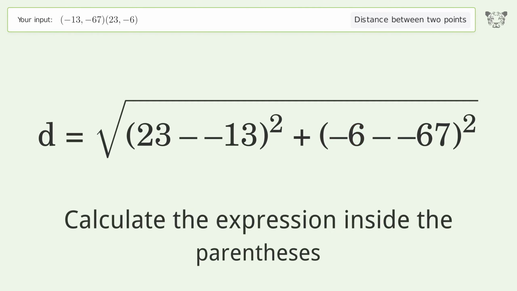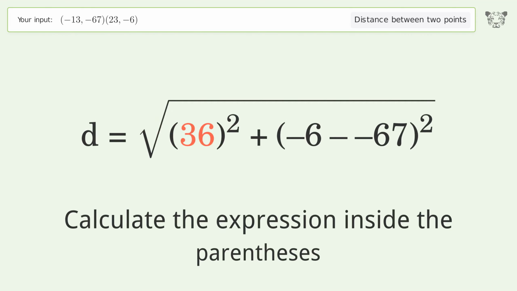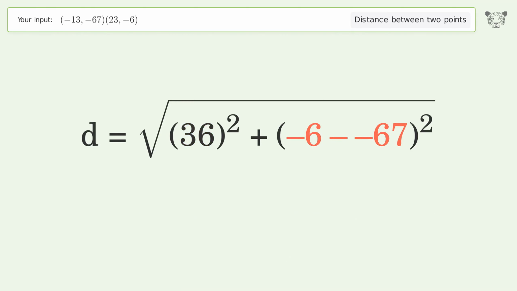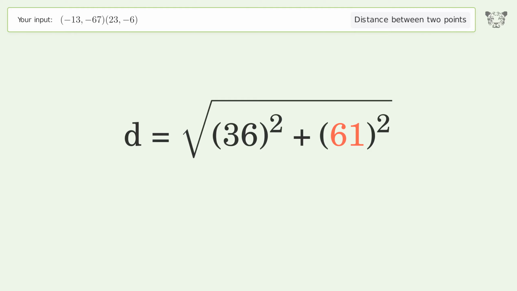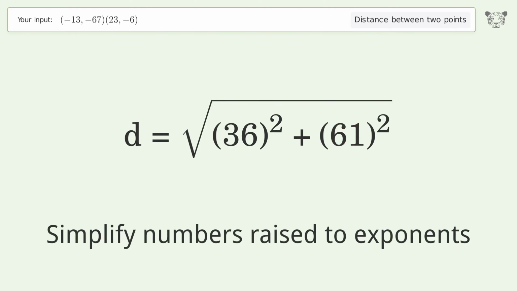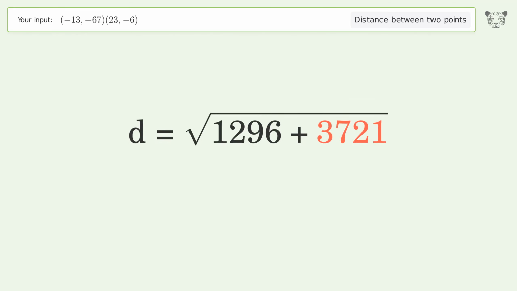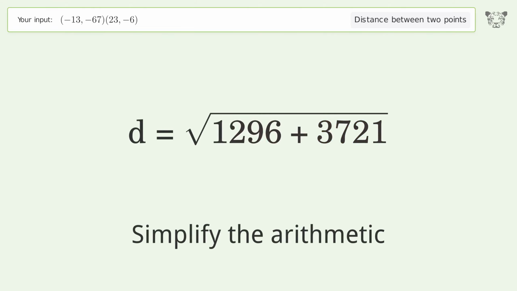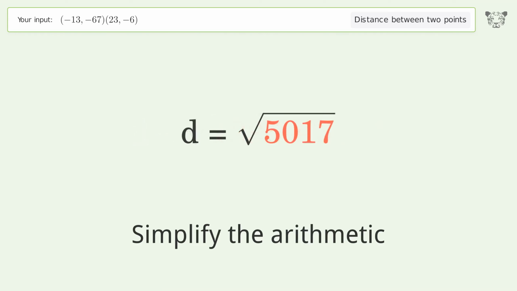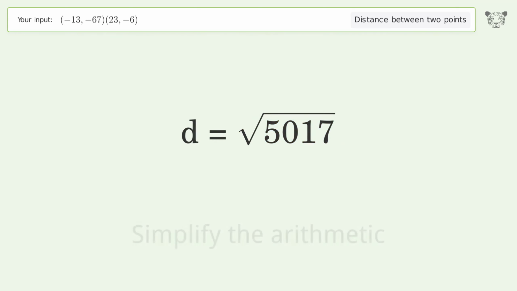Calculate the expression inside the parentheses. Simplify numbers raised to exponents. Simplify the arithmetic. And so the distance between the 2 points is the square root of 5017, or 70.831.